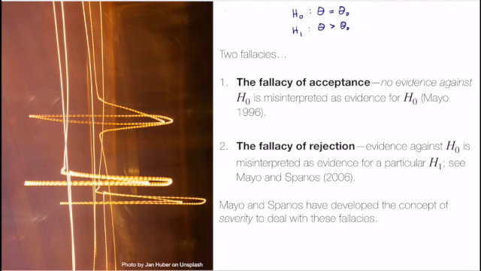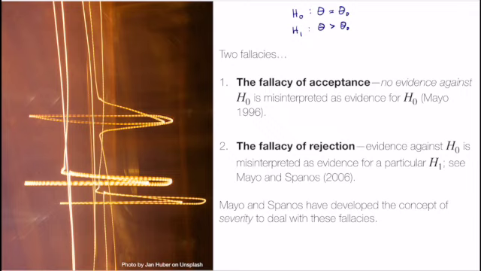So that's the rough structure of the logic of a hypothesis test. And there are two fallacies that I want to alert you about. The first is the fallacy of acceptance, which we just mentioned. If you have a large p-value, you could claim there's no evidence against the null hypothesis, but of course the fallacy would be to misinterpret that as evidence for the null. So the fallacy of acceptance is this misinterpretation of a large p-value as evidence for the null hypothesis. Fallacies we should avoid, right?